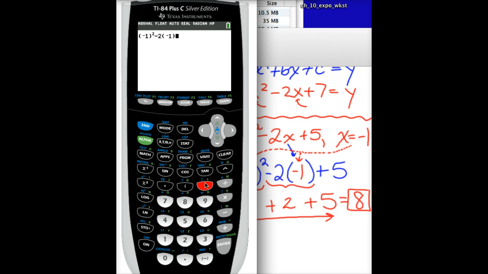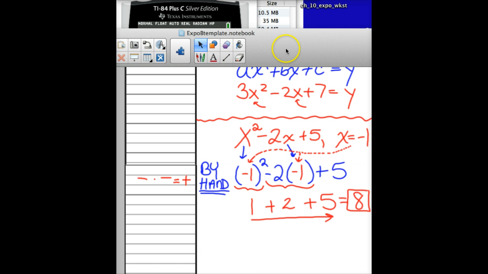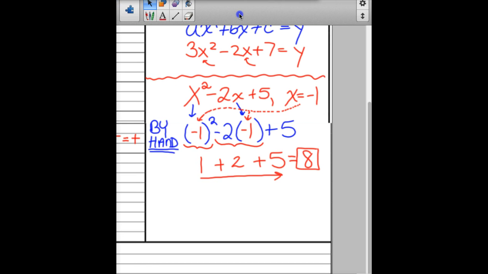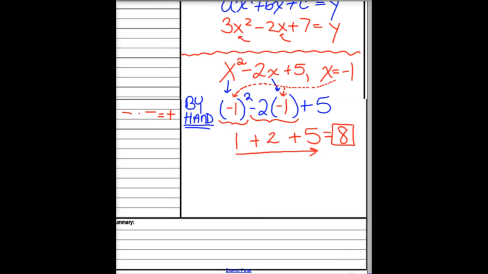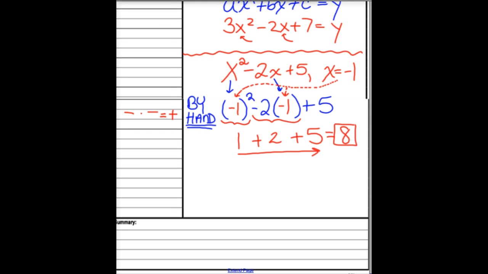It's going to look exactly like it did when we did it by hand. Plus 5, enter. And up will pop that 8. So we're going to be working both ways, both on our calculator and by hand. When you get the worksheet, the odds are by hand and the evens are by calculator. So we're really just going to do one more of these and then I will let you go to work.